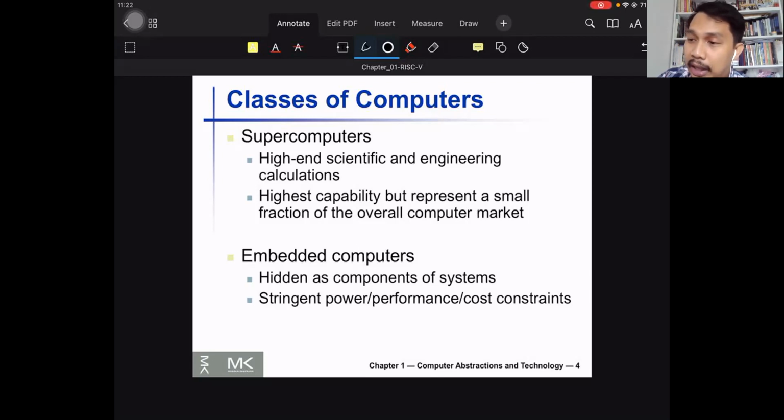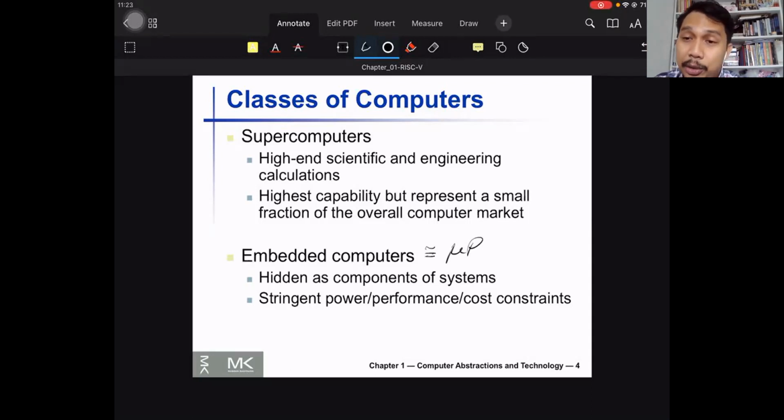Another class of computers is embedded computers, which are actually more practical to us, even though we're not aware that they exist. These are the computers in our appliances and things in the household, like the microprocessor inside a remote control, or even our calculator. Inside it is an embedded computer or embedded microprocessor.